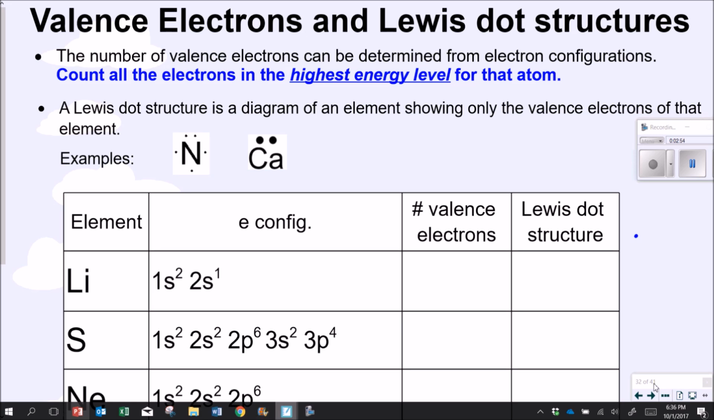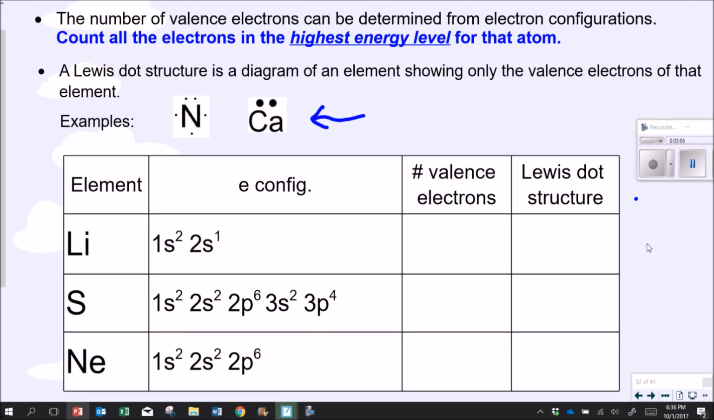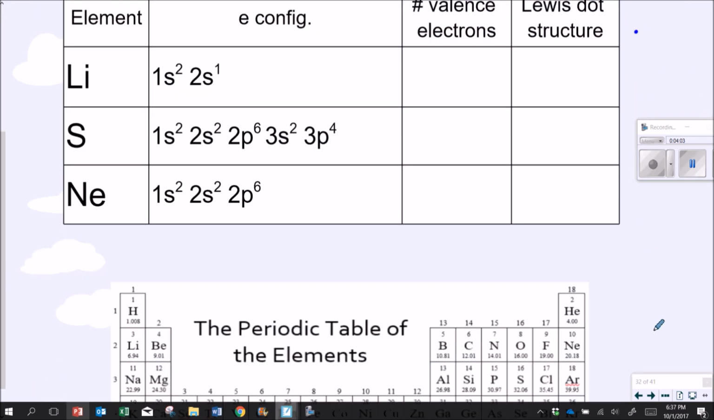A Lewis dot structure is a diagram of an element showing only the valence electrons of that element. And here are 2 examples over here of Lewis dot structures for nitrogen and calcium. Let's determine the number of valence electrons and Lewis dot structures for a couple of elements.